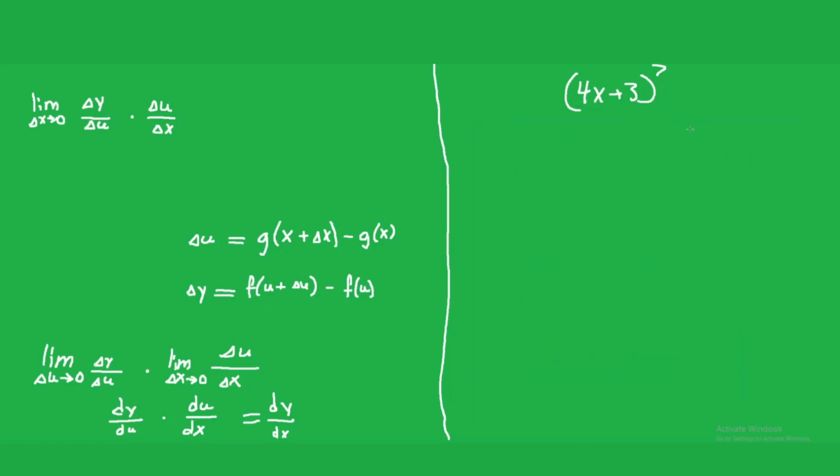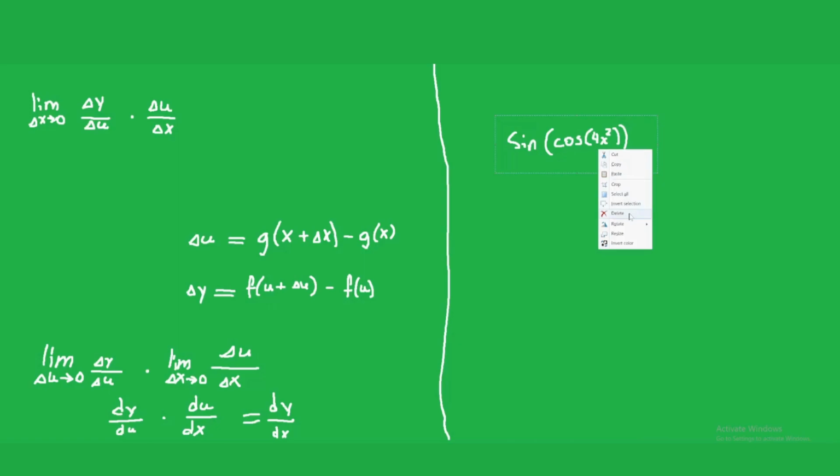What about sine of 3x? Or what about sine of cosine of 4x squared? There's a lot in there. So you can actually use the chain rule a couple of times. This is not an example of that. You can use the chain rule multiple times to find the derivative. And I will do this one in a moment.